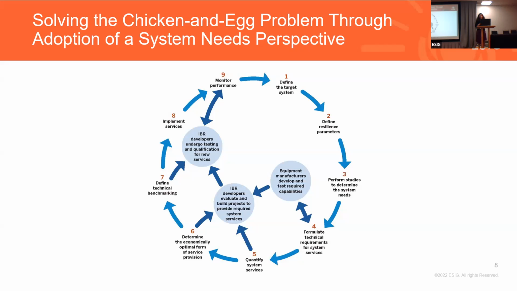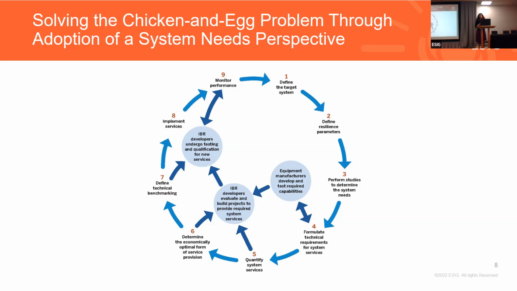And based on that, you formulate technical requirements for system services. You quantify how much of the services you need for the system, and that probably will be specific to system conditions. So it will not be a flat amount of services throughout the year, but probably at different system conditions, you need different amounts of different services. Then you look at this and you define, can you economically procure it through a market, or is it a requirement that needs to be applied to all resources on the grid? So you figure out a way to procure the services either through markets or through requirements.